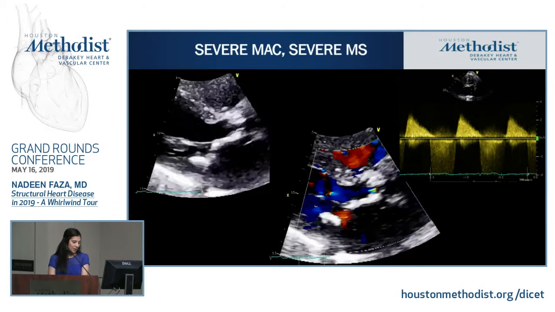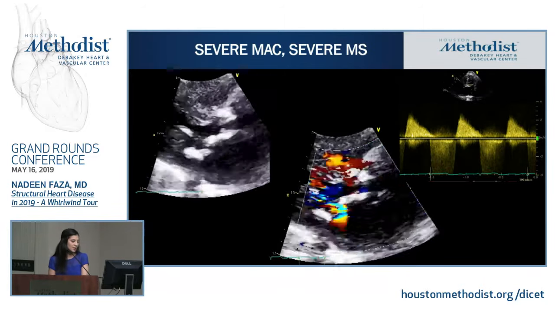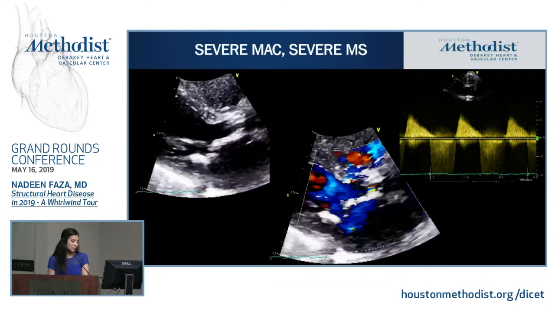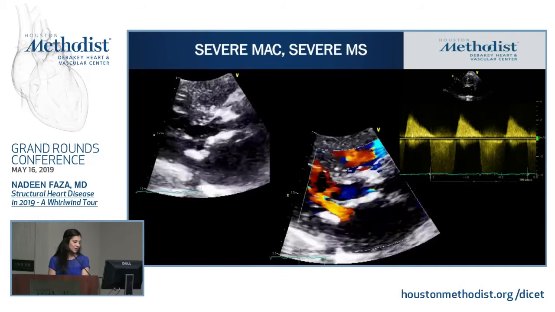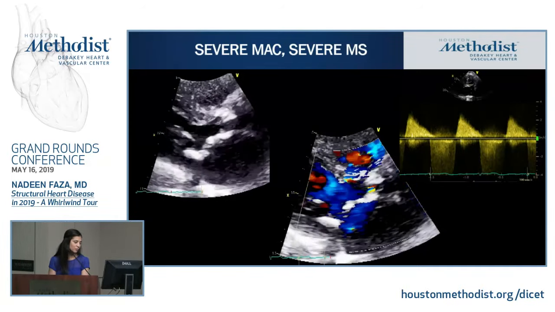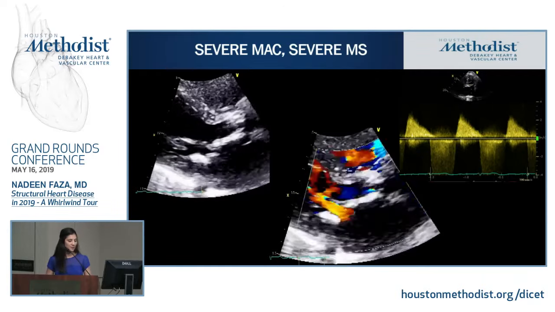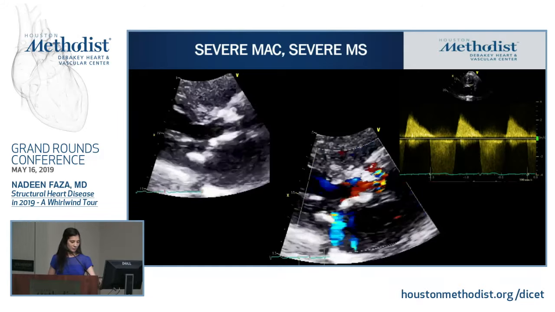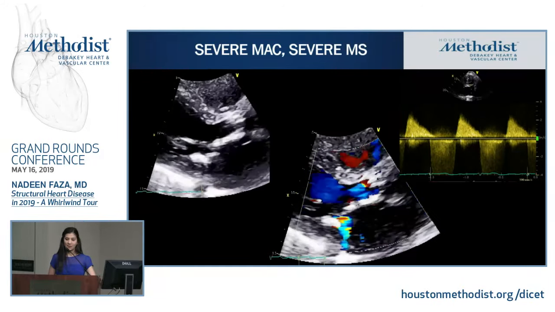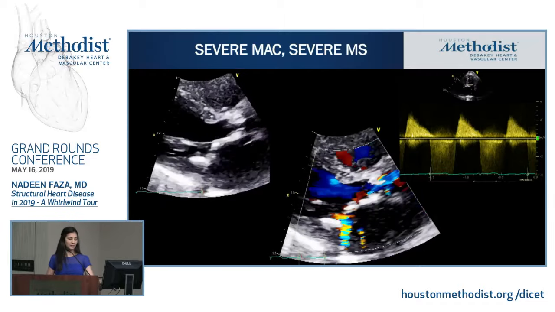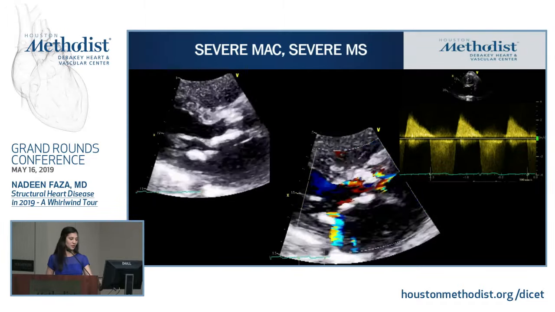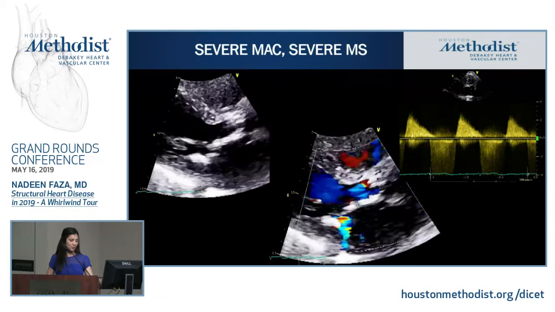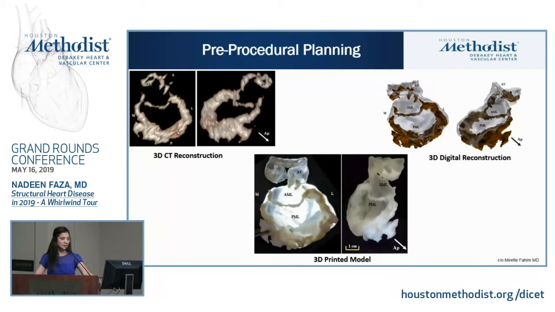So this was a lady we saw in clinic who came in with class 3 to 4 symptoms, extremely fluid overloaded, with an echo showing a significantly calcified mitral annulus, thickened leaflets, and elevated gradients across her mitral valve. She was at high surgical risk, so we had a heart team discussion as to the best options for treatment of her mitral valve disease. She also had aortic stenosis, but the question was more about the mitral valve stenosis.